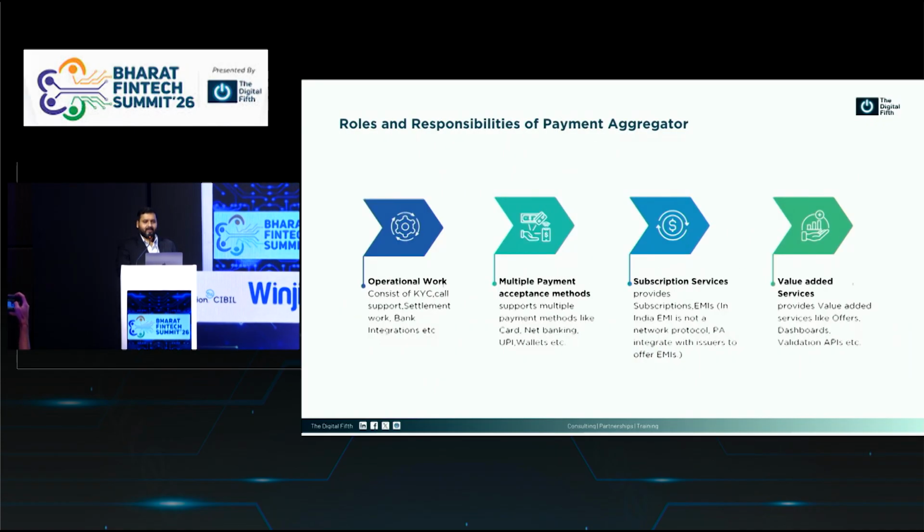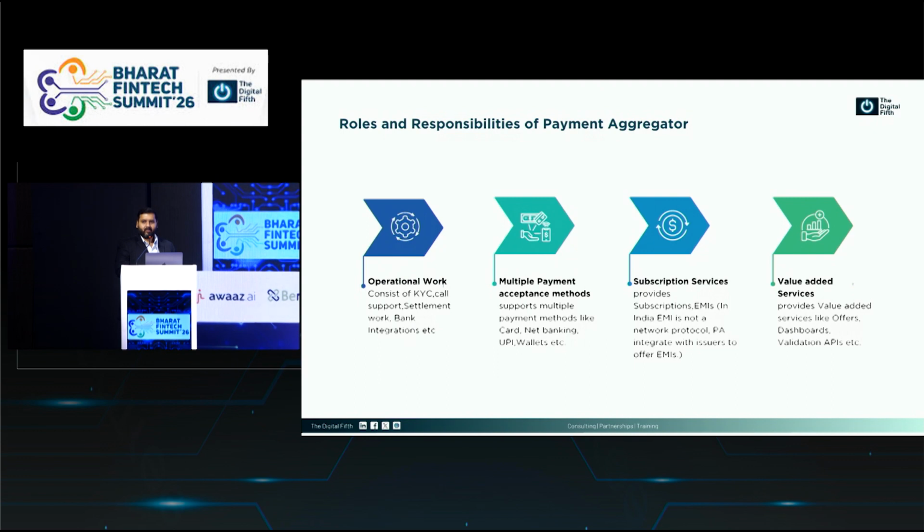Typically, the payment aggregators do the operational work of managing KYC, call support, as well as settlement related work and bank integrations. Along with that, they have multiple payment acceptance methods. Today there are payment methods like card, net banking, UPI, wallets, which have been facilitated. Also, there are multiple subscription services provided by the payment aggregator along with the issuers in the backend. Because in India, it's typically not handled by the network, it is handled by the payment aggregators who are integrating along with the issuers.